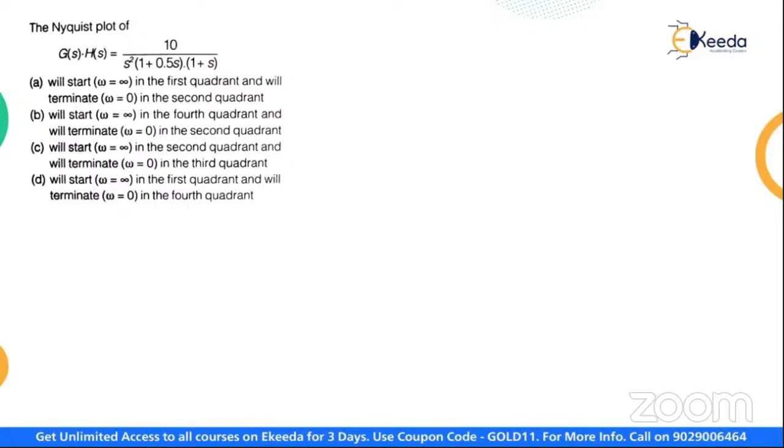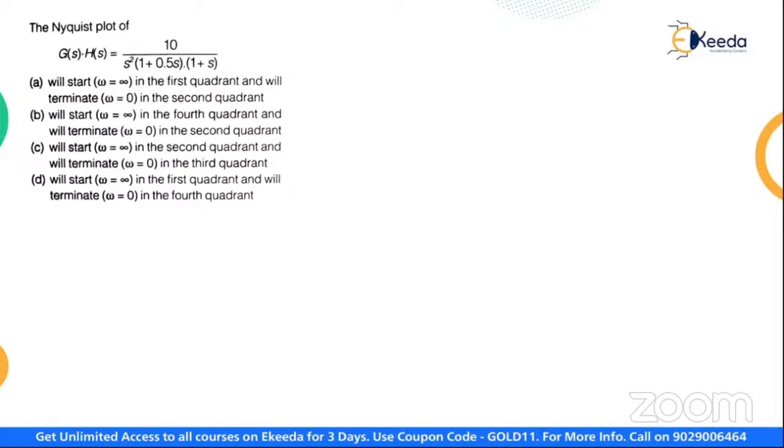The Nyquist plot of g of s h of s equal to 10 upon s squared into 1 plus 0.5 s into 1 plus s is. How will that Nyquist plot look like? So basically they are saying that we will start at omega equal to infinity in the first quadrant and terminate, and some stuff they are saying. Let us verify that.